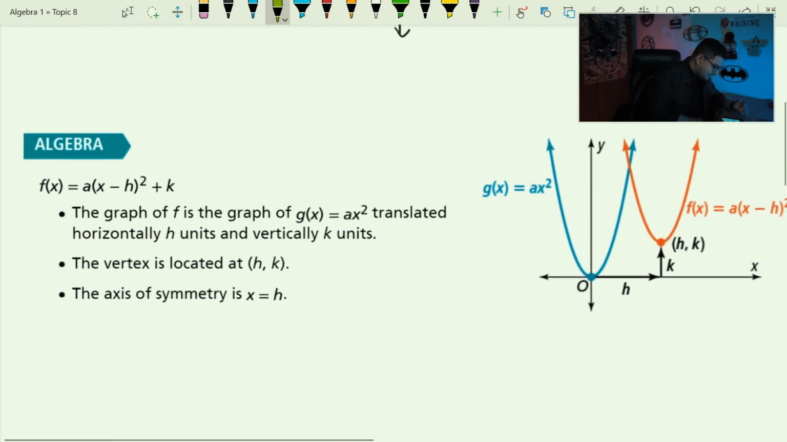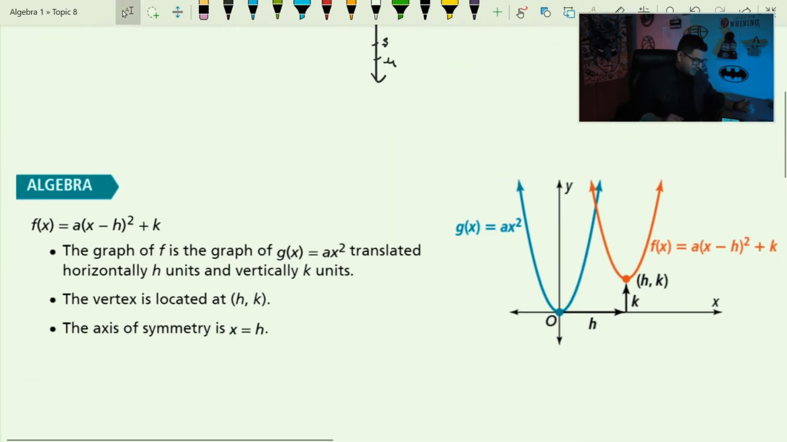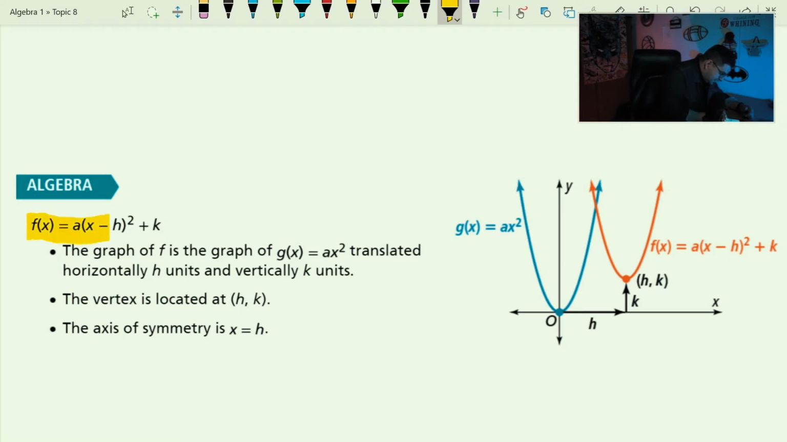So here is vertex form. Okay, vertex form is the equation f of x equals a times (x minus h) squared plus k. That is my equation for vertex form. Okay, where A is going to control whether my parabola is facing upward or downward, and how wide or how thin it is. H controls whether it moved to the right or to the left. Okay, and K is going to determine how far up or how far down it was moved.